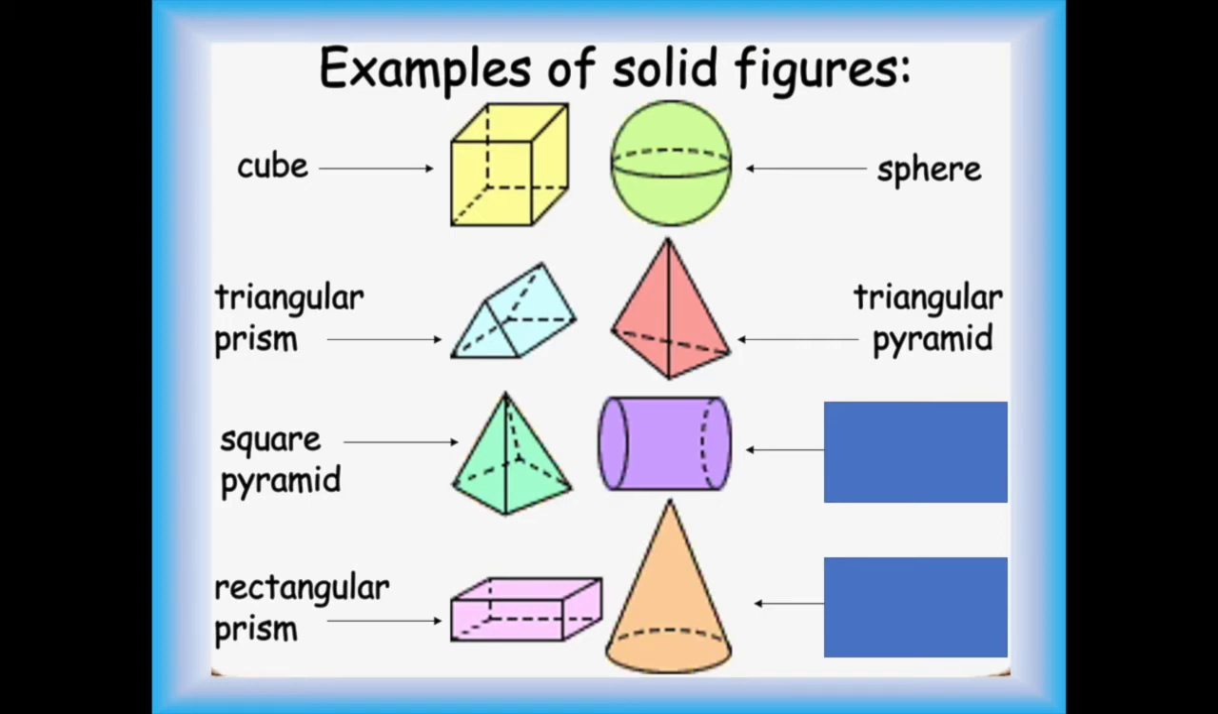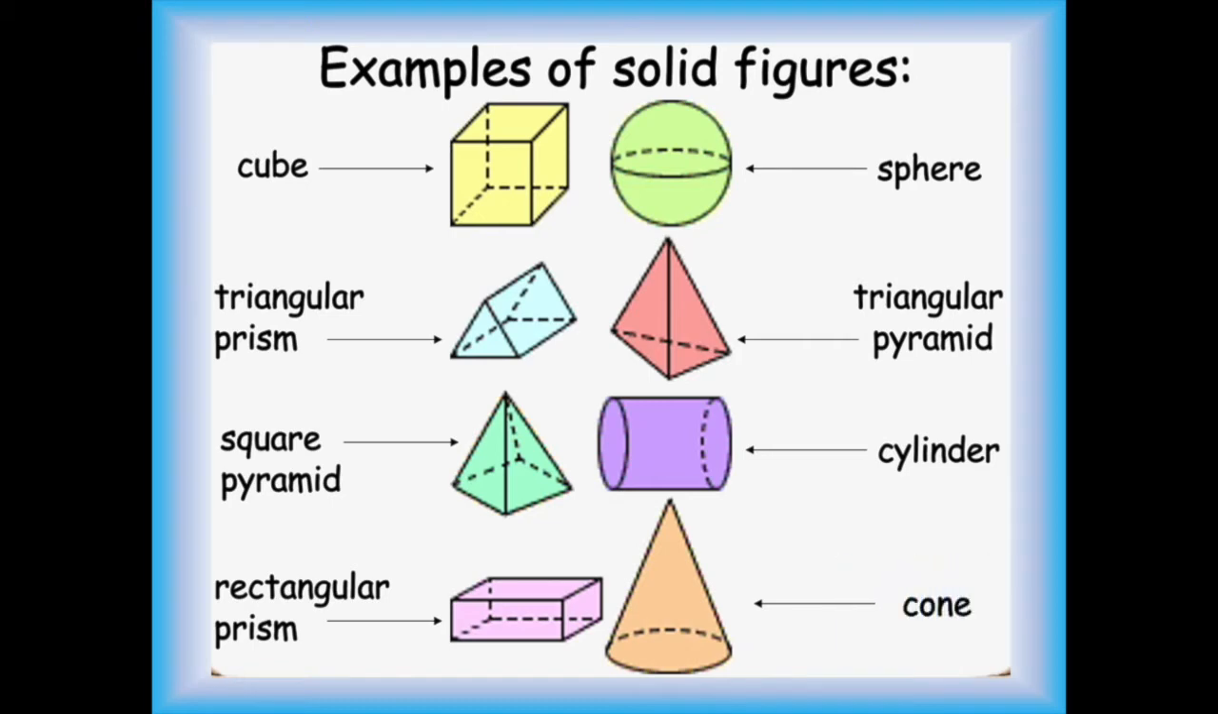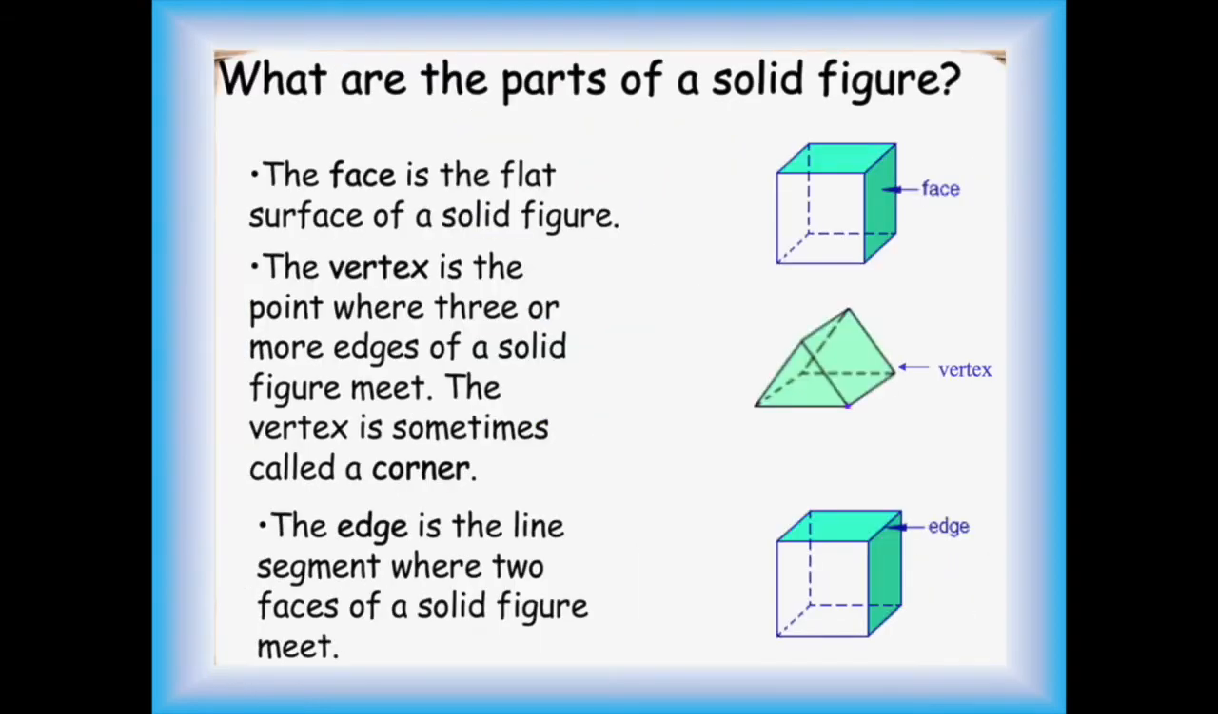What do you think? Ready? Cylinder. And now the brownish one at the bottom. Ready? Cone. Now we're going to look at the parts of a solid figure. So step 1 is knowing what solid figures are. Step 2 is being able to identify solid figures. And 3 is being able to tell about their special features or attributes.